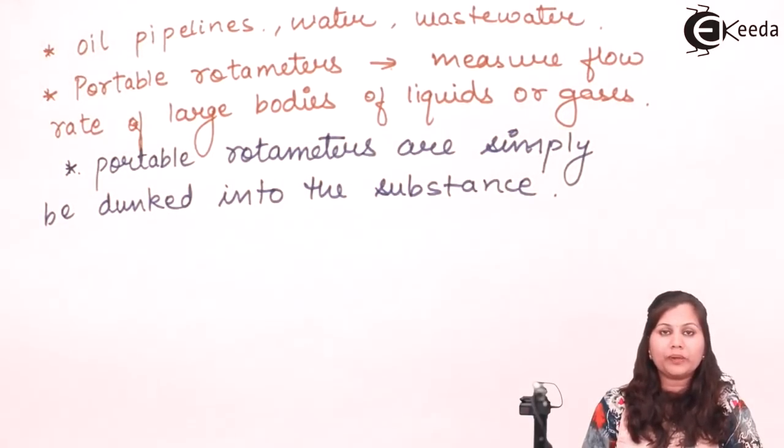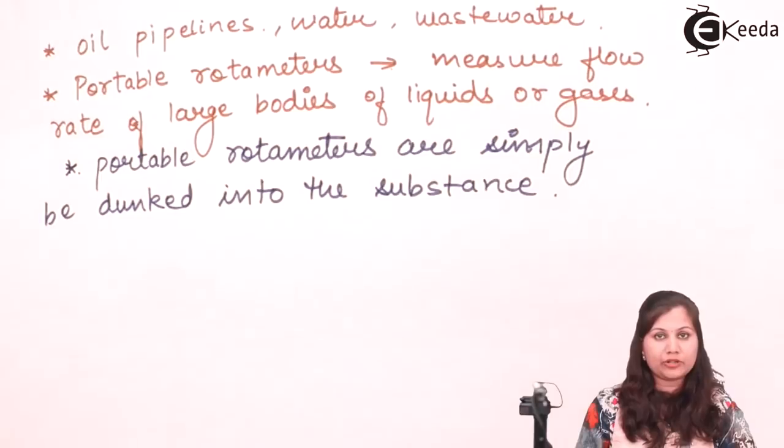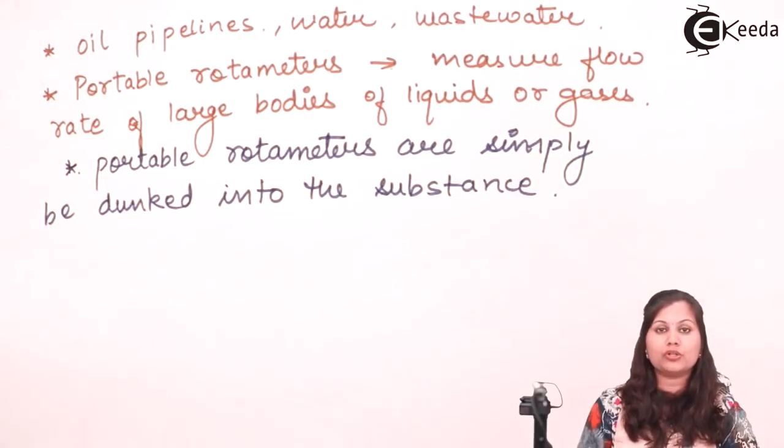So in this video we studied the flow rate measuring device, the rotameter, which is also known as the variable area meter, because it measures the flow rate by measuring the change in the cross-sectional area around the float. Here we studied its construction, its principle of working, its advantages, disadvantages, and its applications. So I hope that this topic is now clear to you.